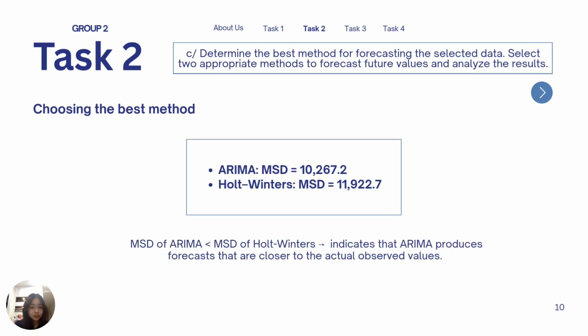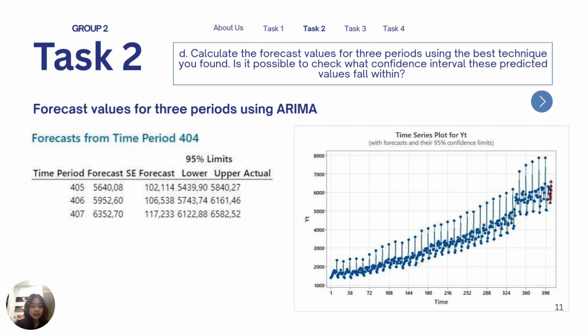So we have to choose the best method. We compare the MSD of ARIMA and Holt-Winters. You can see that the MSD of ARIMA is smaller than the MSD of Holt-Winters. That means ARIMA can produce forecasts that are closer to the actual observed values. So we think that ARIMA is the best method. We will forecast the values for 3 periods using the ARIMA method. You can see the forecast values from time period 404.